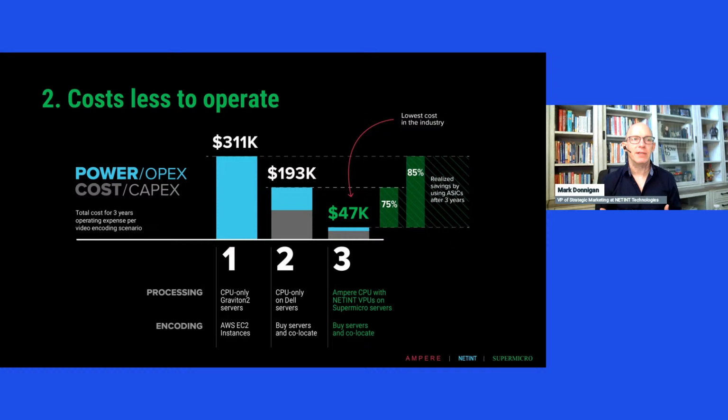But what we've modeled is just another scenario where we looked at a certain number of streams, and we compared it based on going on AWS. A lot of our customers are moving off AWS, and the most performant instance for video encoding is the Graviton 2 instance. And so we chose to give AWS the best advantage possible, and we modeled running on Graviton 2 instances.